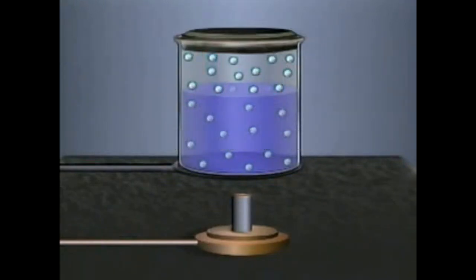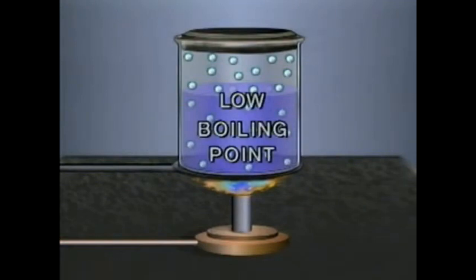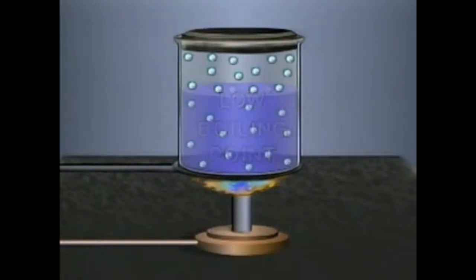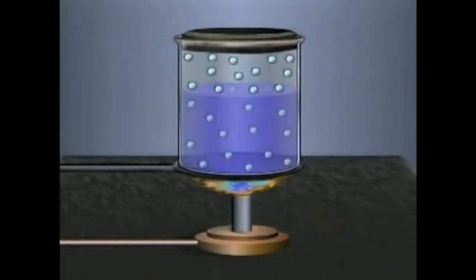For example, a low vapor pressure indicates that a liquid produces a small amount of vapor at a certain temperature. A liquid with a high vapor pressure has a low boiling point. Vaporization occurs at a low temperature, so the liquid does not require much heat to begin boiling. On the other hand, a liquid with a low vapor pressure has a high boiling point.